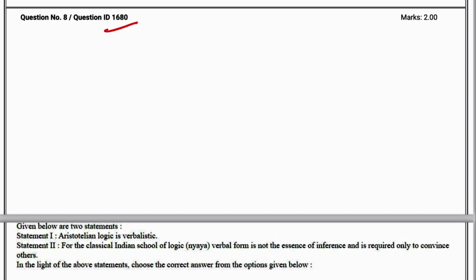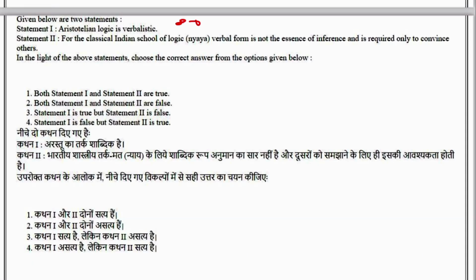Next is 80. Question number 80 says, given below are two statements. Aristotelian logic is verbalistic. Okay, this is true. For the classic Indian school of logic, Nyaya, verbal form is not the essence of inference and is required only to convince others. This is correct. So both are true. 1 is the answer.